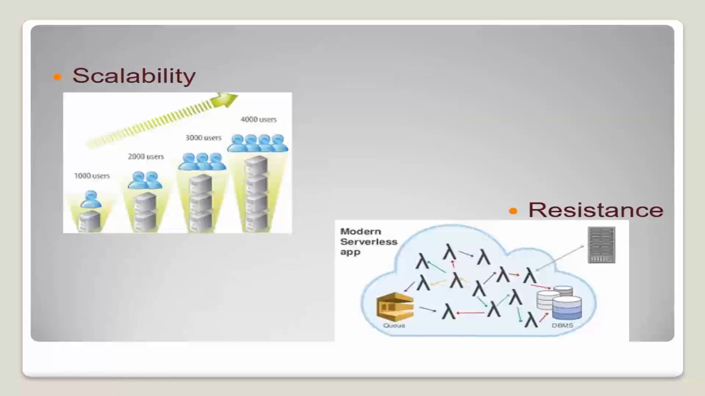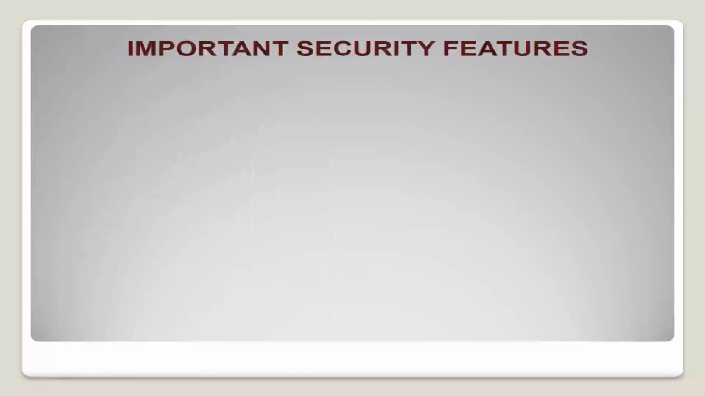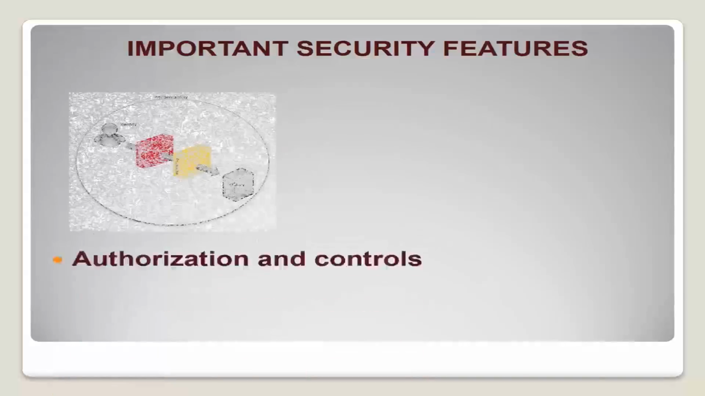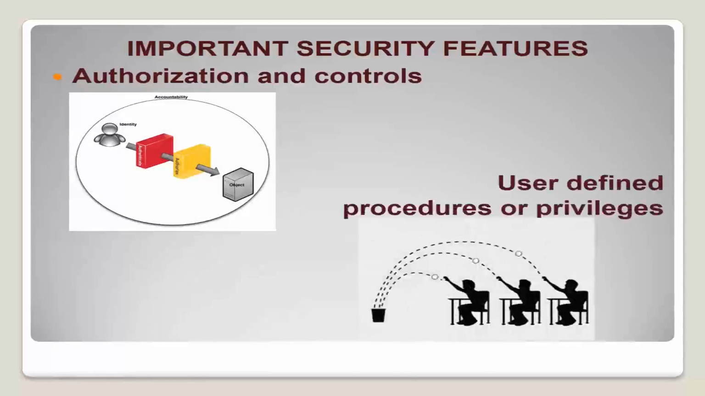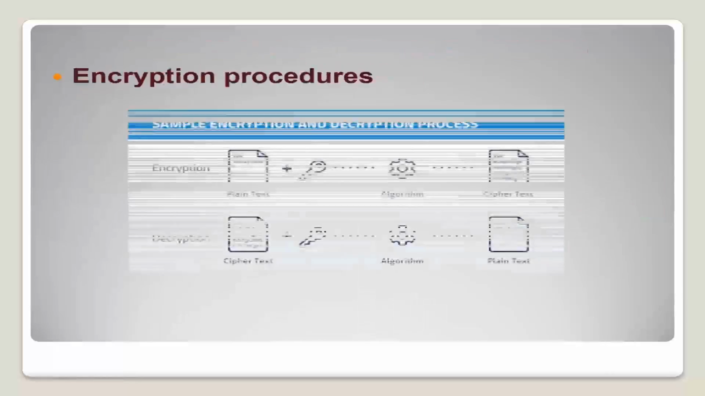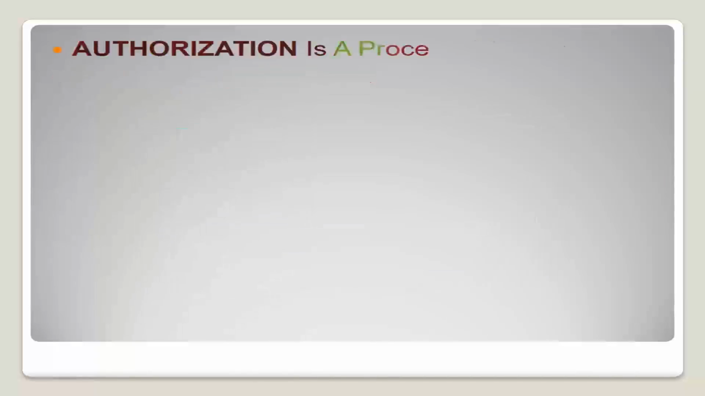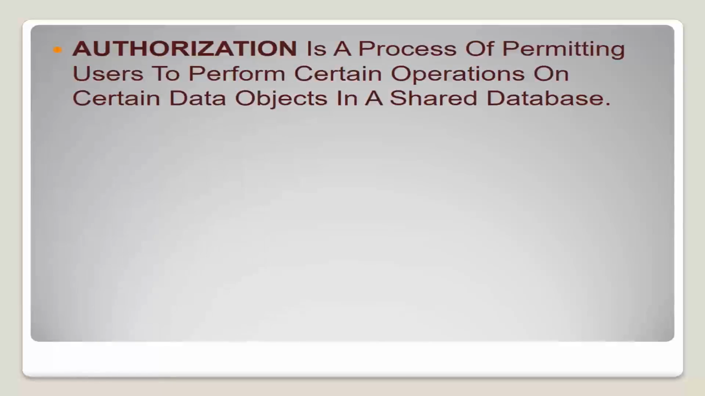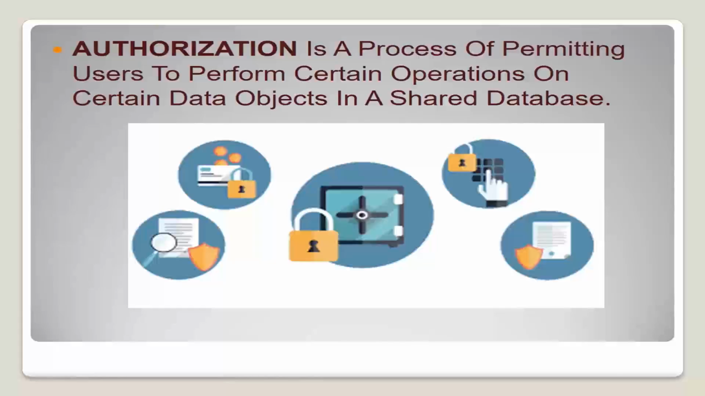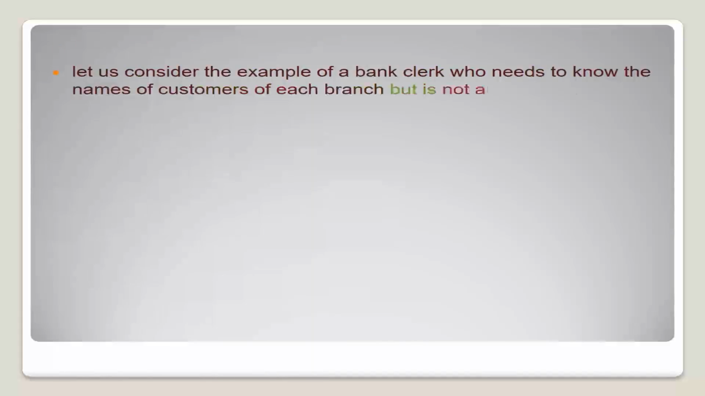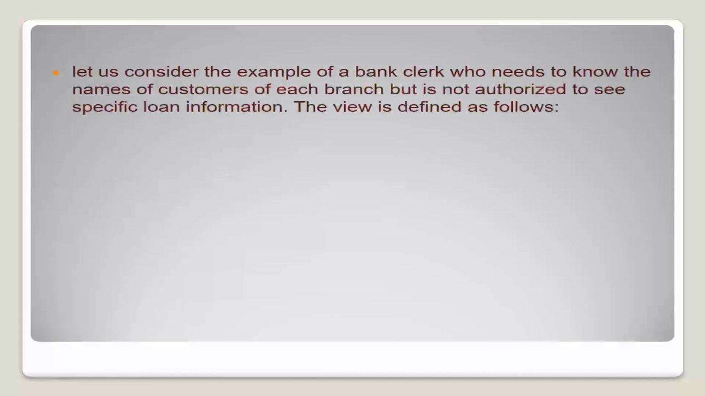Moving to the features of security, there are some important features. Those features are views, authorization and control, user defined procedures or privileges, and encryption procedures. Talking about authorization, it is a process of permitting users to perform certain operations on certain data objects in a shared database.